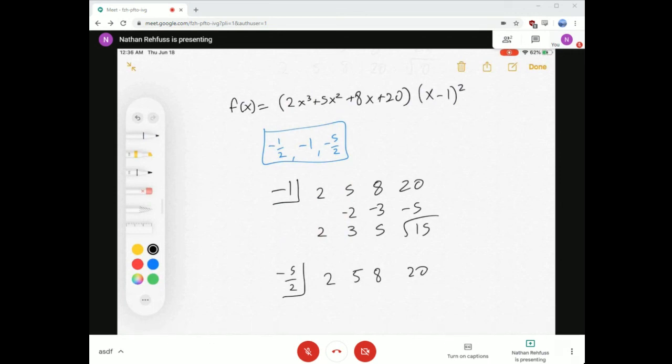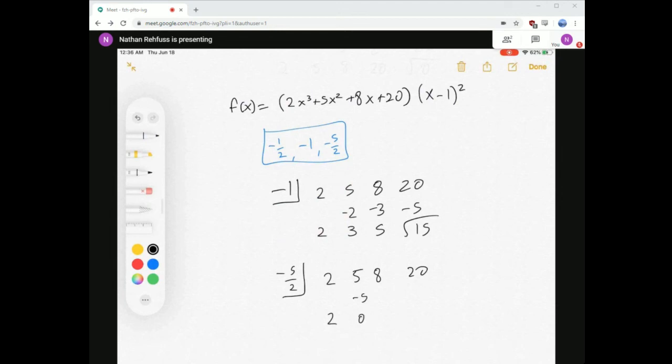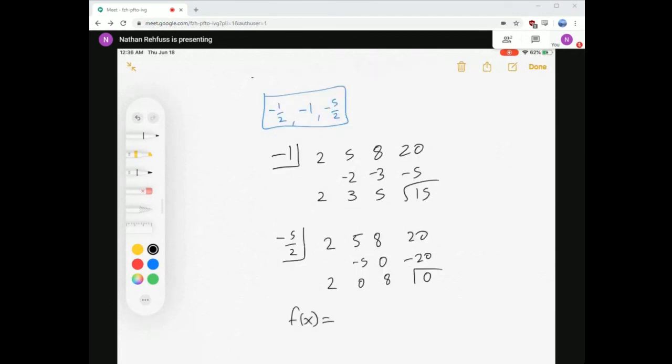So 2 comes down. Negative 2.5 times 2 is negative 5. That makes it 0. That's easy. 8 plus 0 is 8. Negative 2.5 times 8 is negative 20. And what do you know? We did it, folks. We found another root. Now I know that f of x equals 2x squared plus 8 times x plus 5/2 times x minus 1 squared.